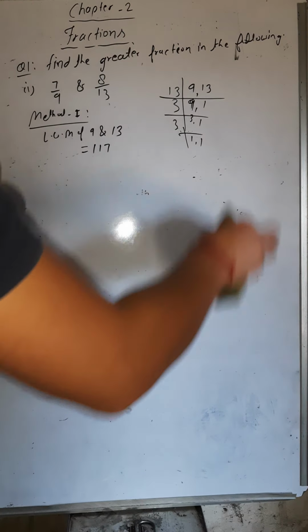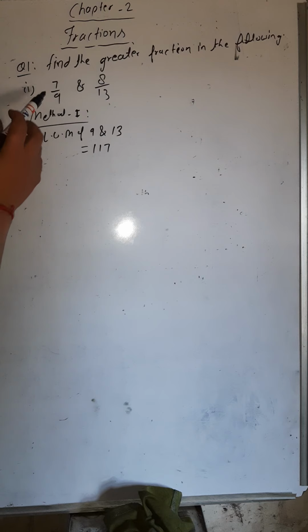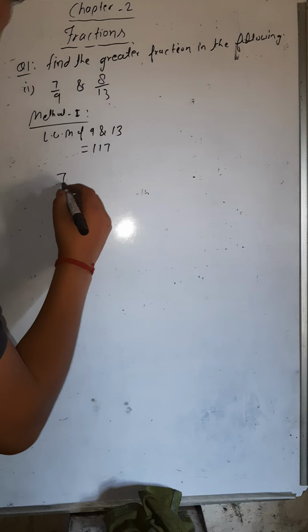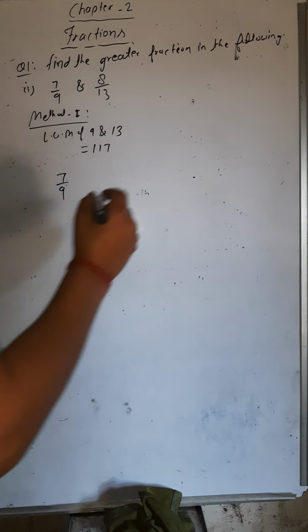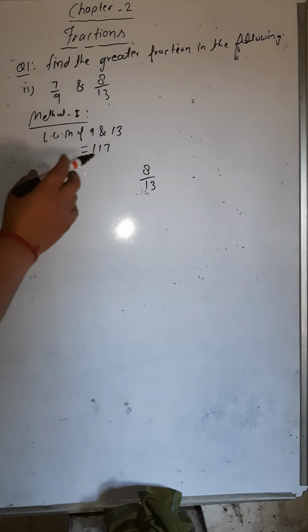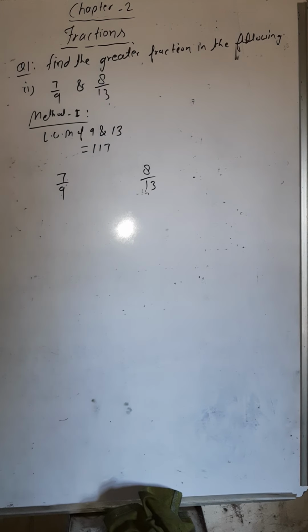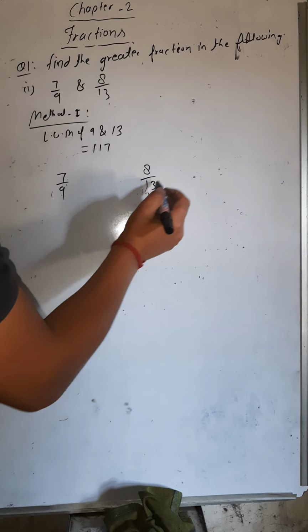So this is how we will find out the LCM first. The LCM will be 117. Now what to do, just look here. The first fraction is 7 by 9. Another fraction is 8 by 13. Now as the LCM of both 9 and 13 is 117, I will try to make both the denominators 117. So I will try to make 9 also 117 and 13 also 117.